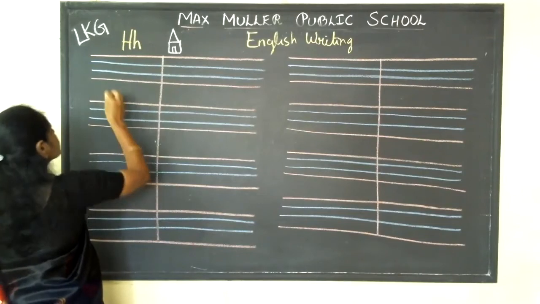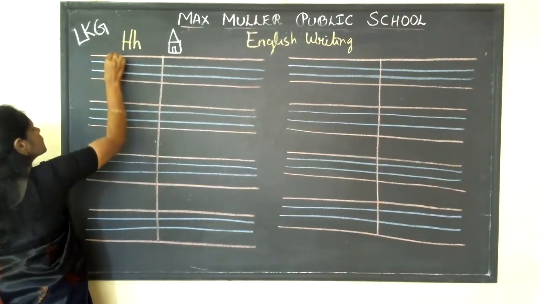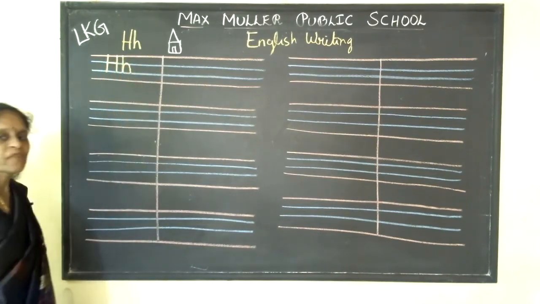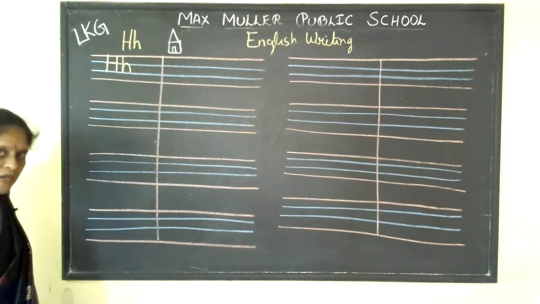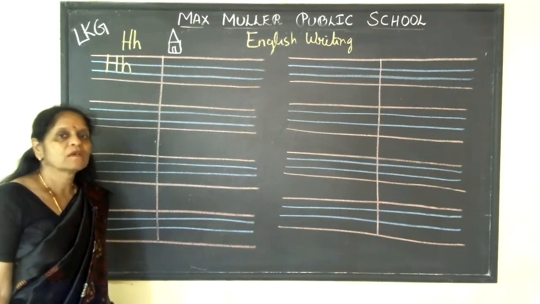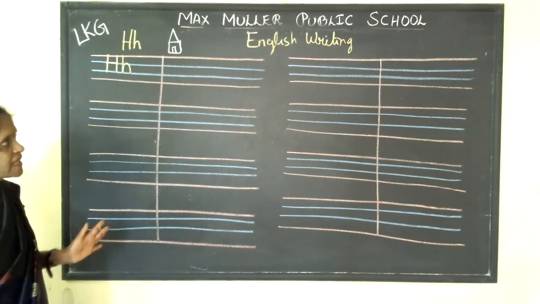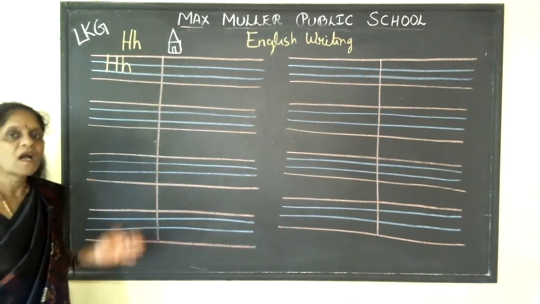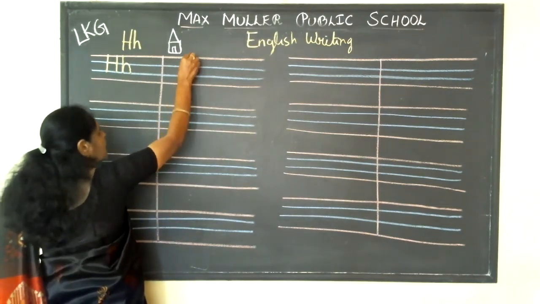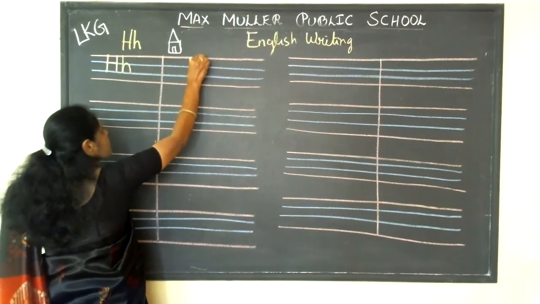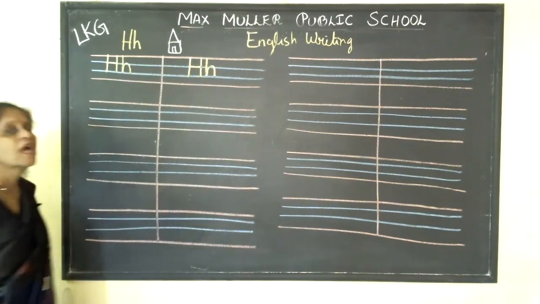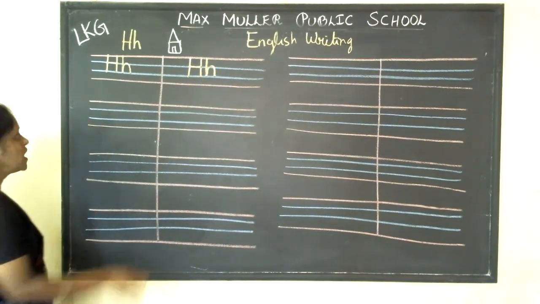From the red line to the blue line. Capital H, small h. Open your mouth and say, children. Capital H, small h. You have to write this one time in the classwork and one time in the homework. Again, I will repeat from the red line to the blue line. Capital H, small h.